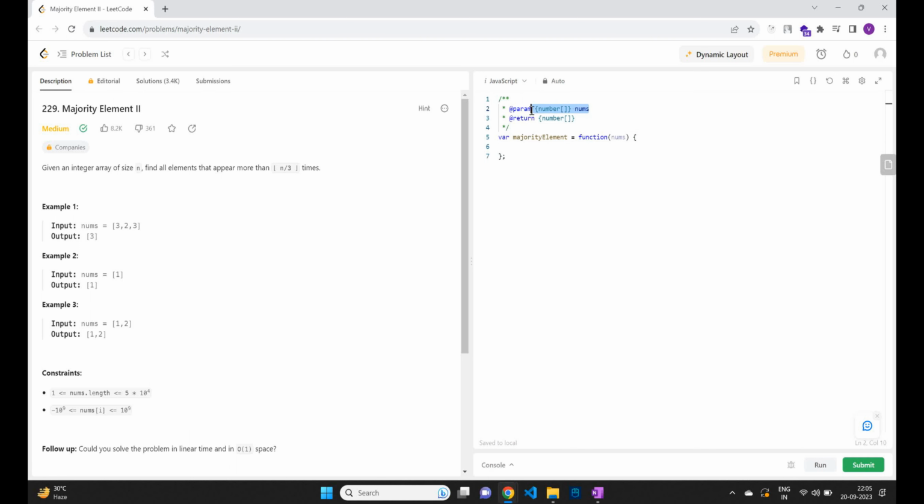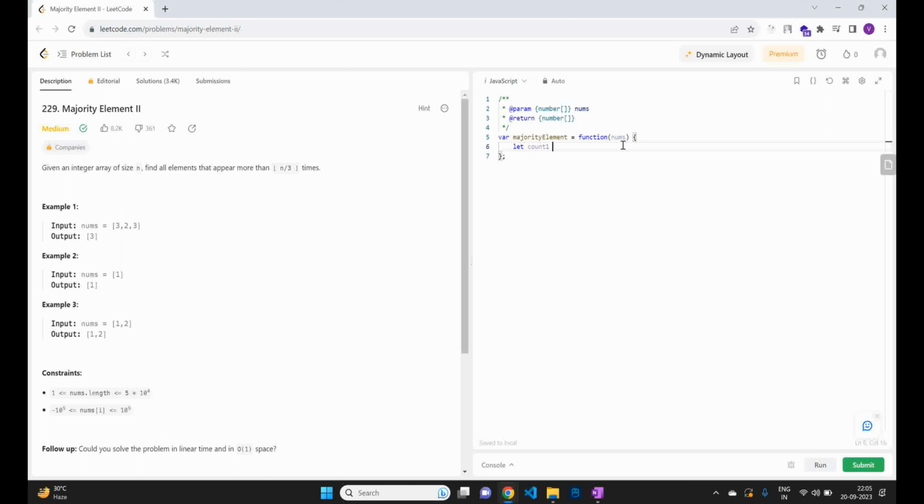So we have an array nums and we have to return an array, right? And we know that this array can have a maximum of 2 elements, by just doing basic mathematics. Now let's start. We know only at most 2 elements are possible, right?